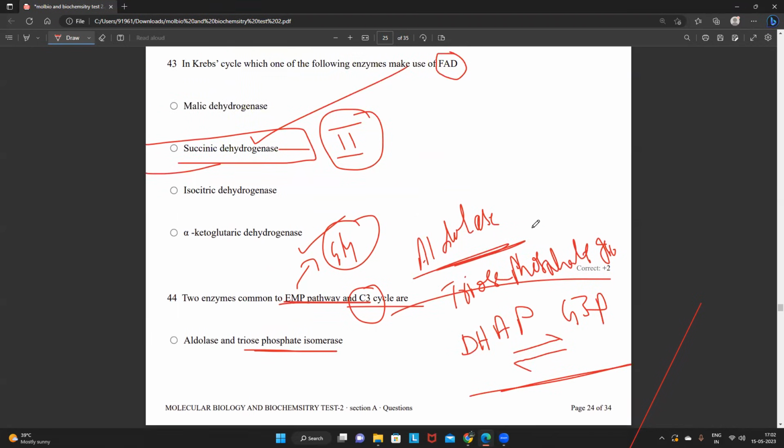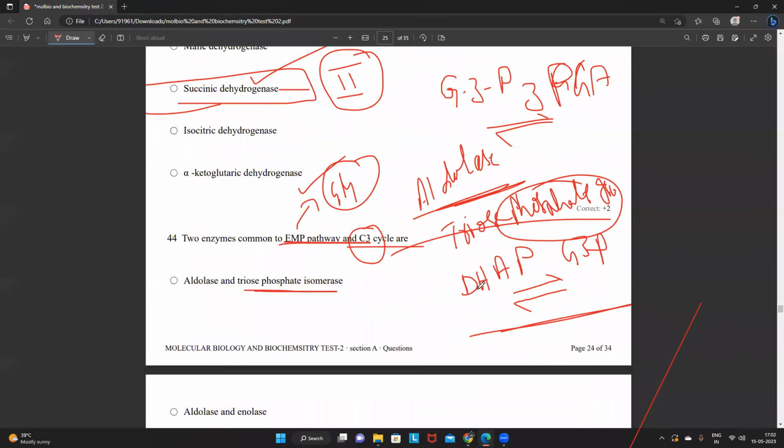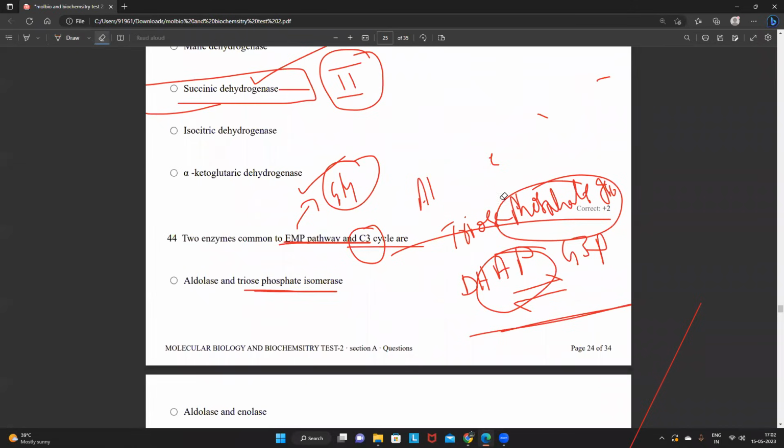Both are interconvertible to each other. And friends, do you all remember? In the C3 cycle, we get glyceraldehyde 3-phosphate and another one, 3-PGA, phosphoglycerate. These two are also isomers, right? Here also the isomerase enzyme only. Yes or no? Correct. Then aldolase.